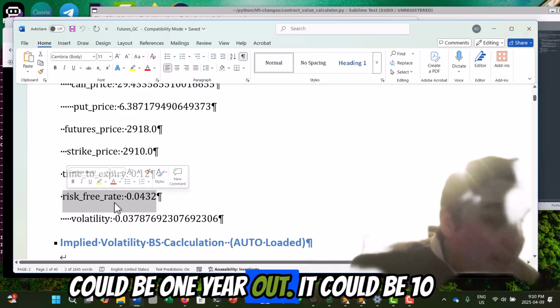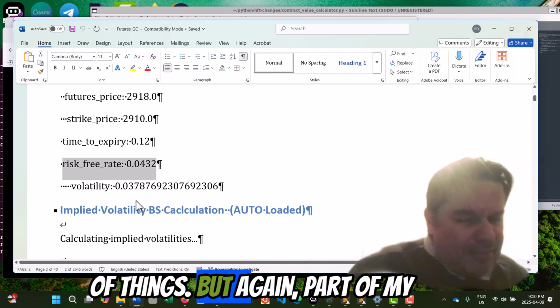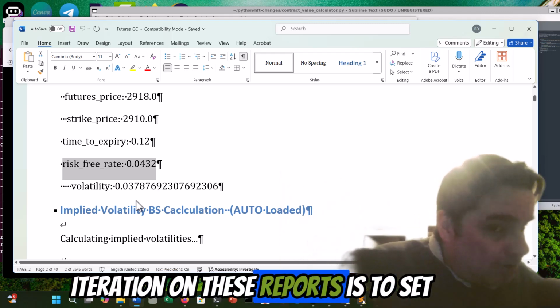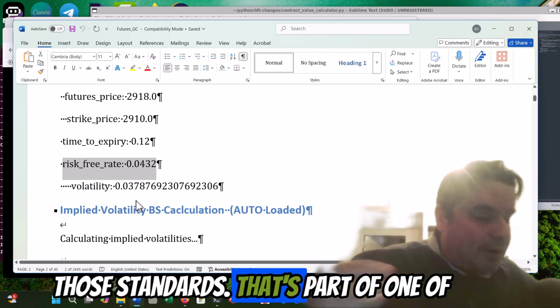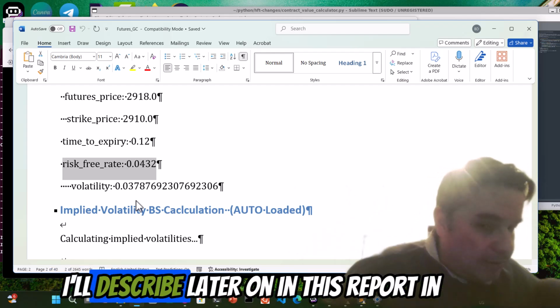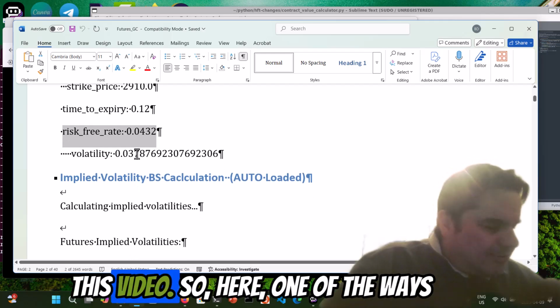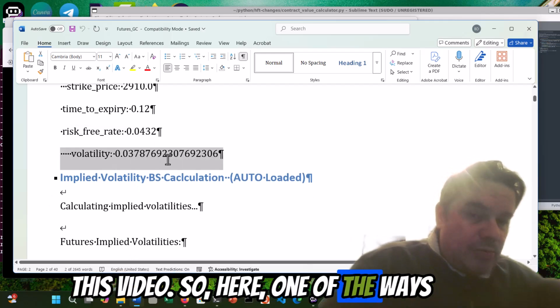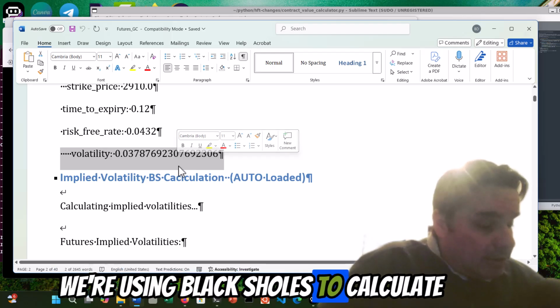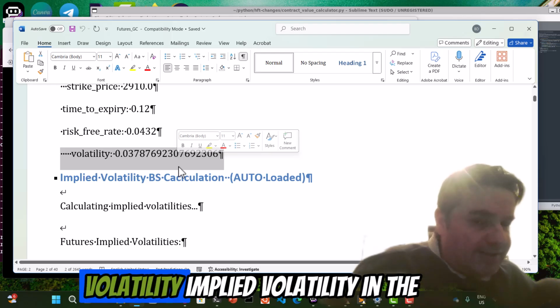Many people will define what they think is risk-free. It could be 1 year out, it could be 10-year treasury, it could be a whole load of things. But again, part of my iteration on these reports is to set those standards. That's part of what I'm wanting to do with the validation, as I'll describe later on in this video.